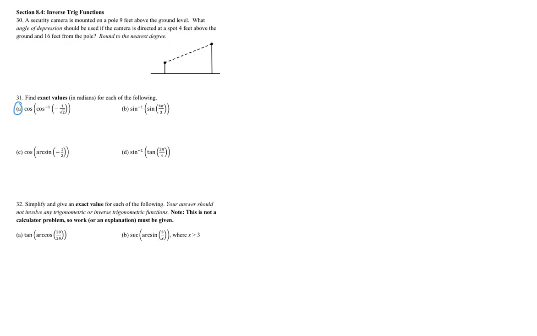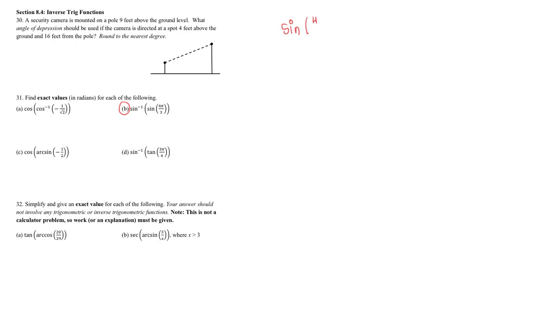Moving on to finding the exact values of the following. We know that the inverse cosine of negative 1 over root 2, using the unit circle, is equal to 3 pi over 4. Then we have to find the cosine of 3 pi over 4, which is equal to negative 1 over the square root of 2.